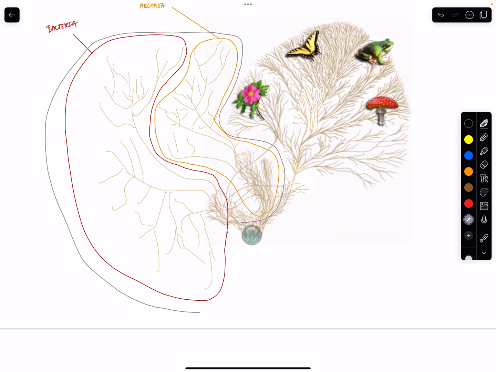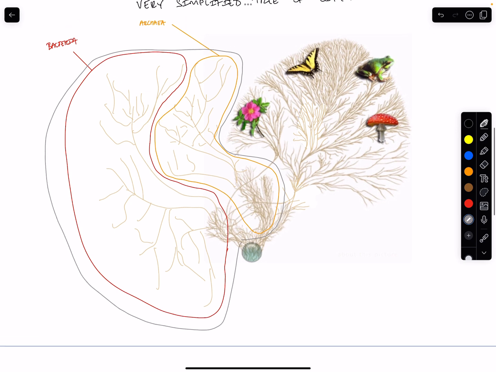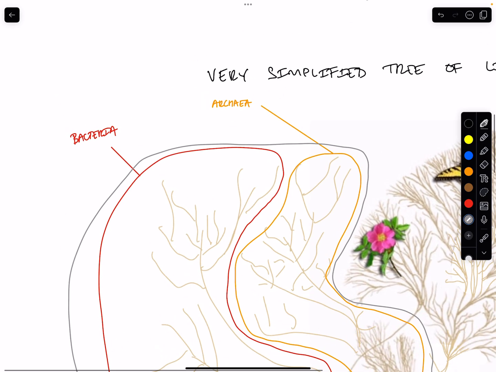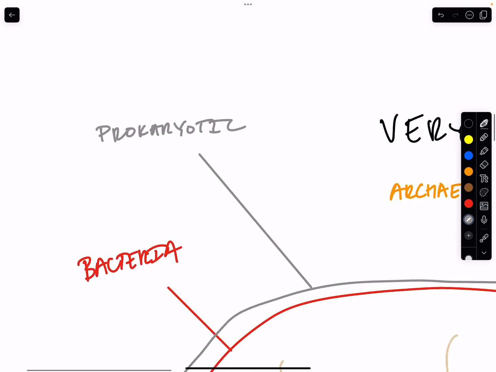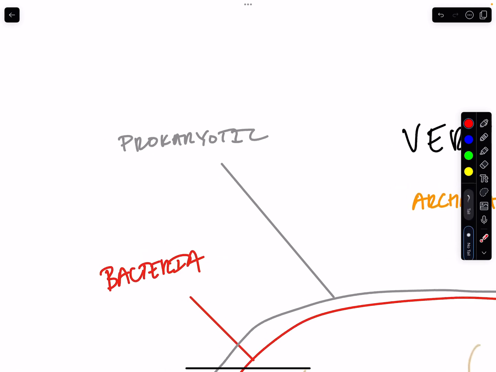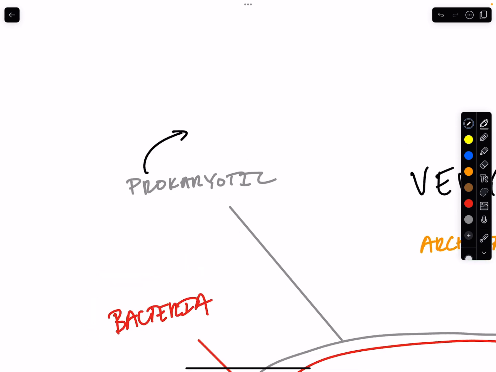Circle both of these. Oh, did I say Protista? That's really wrong. Bacteria and Archaea are both part of a group which we call prokaryotic cells. P-R-O-K-A-R-Y-O-T-I-C. Prokaryotic. Karyon means seed or kernel, and pro means before. All prokaryotic cells have no nucleus.